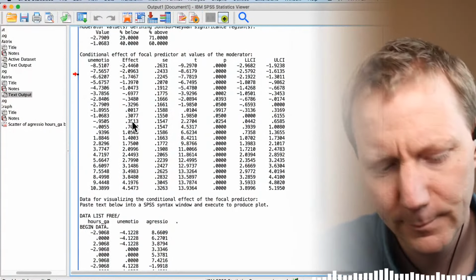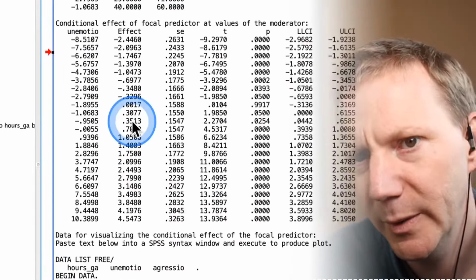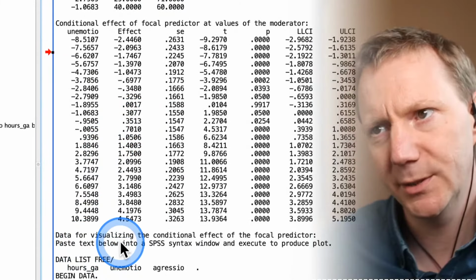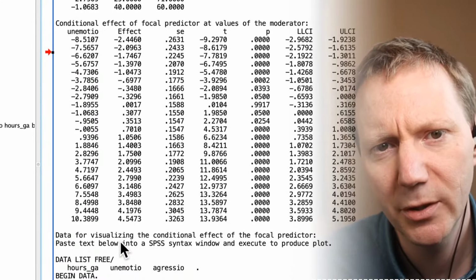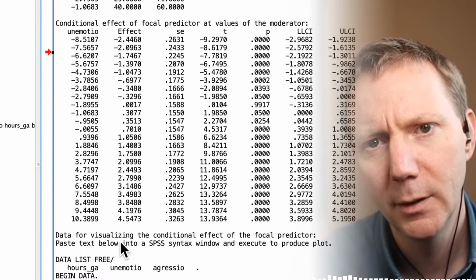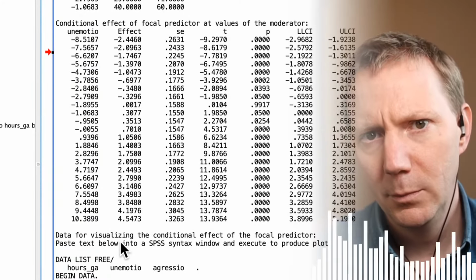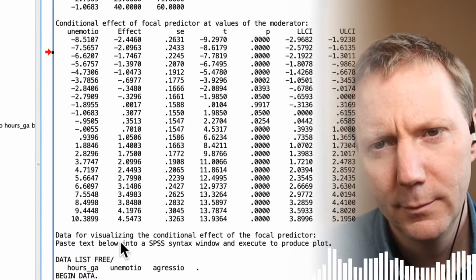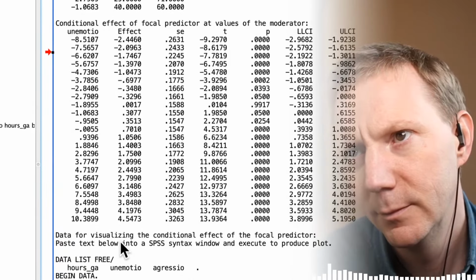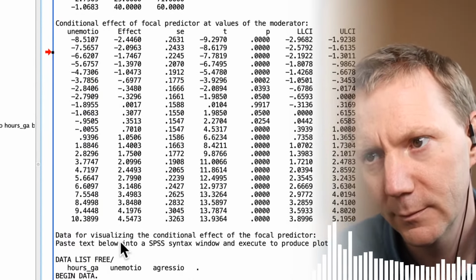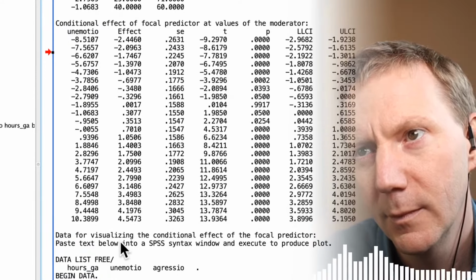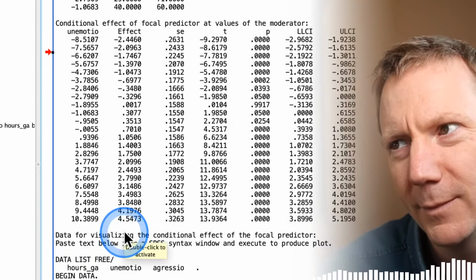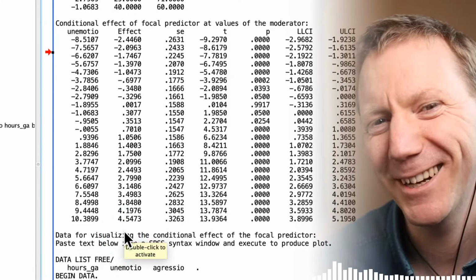Anyone? Can you put the screen from the output up one more time? So I'll zoom in a bit. So what hypothesis holds of the interaction? That when the unemotionality is low, the effect of the predictor on the outcome variable is higher? Wait, no. You were starting out very good.